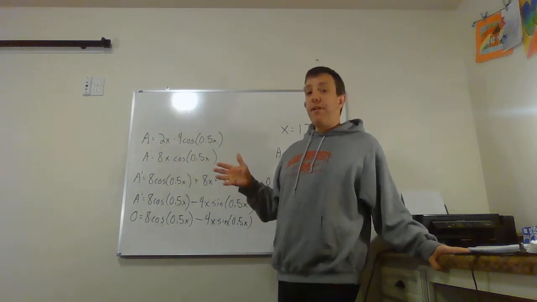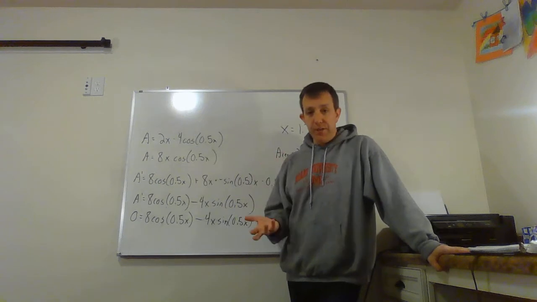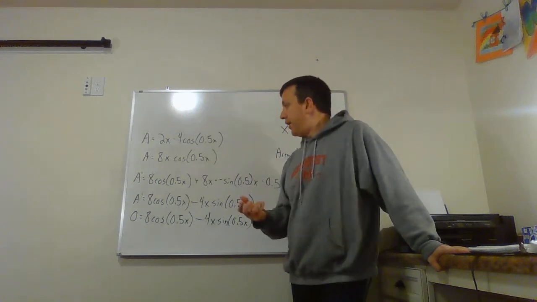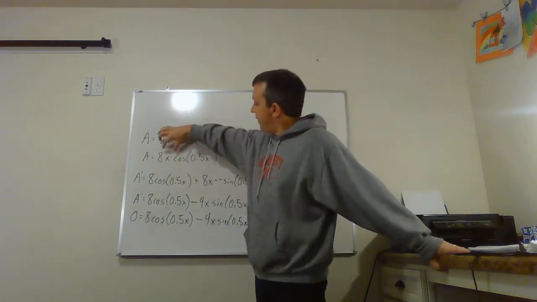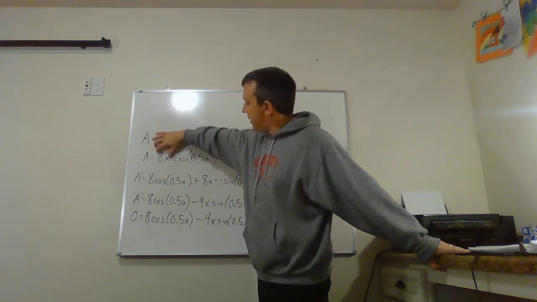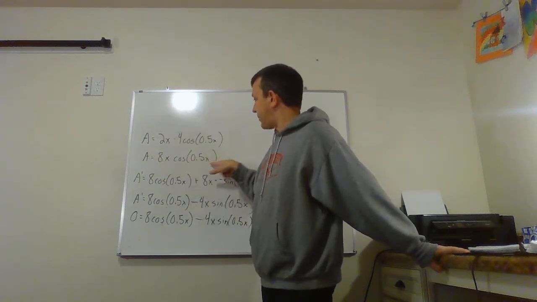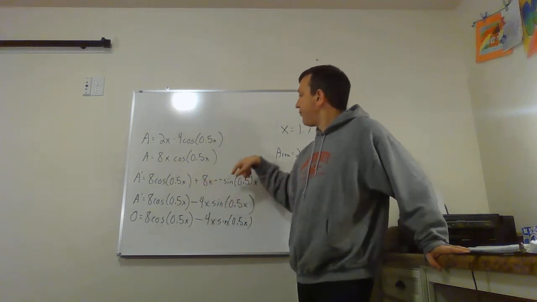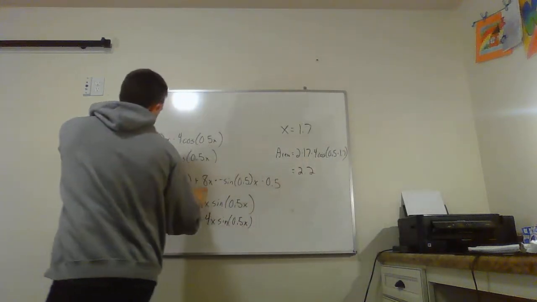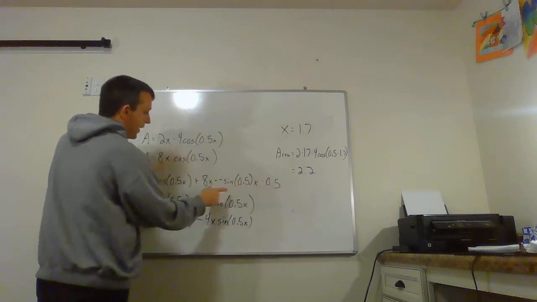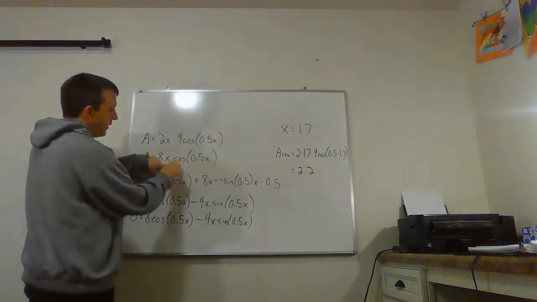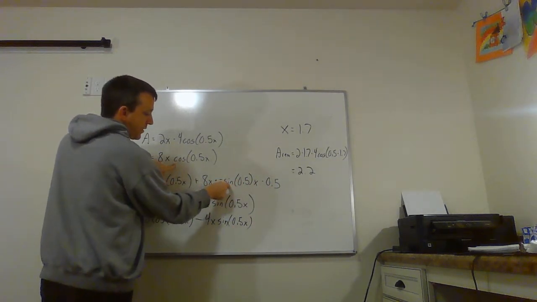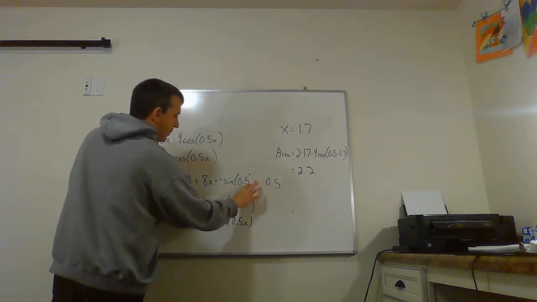When we take its derivative, we have a product rule and a chain rule, so we have to be really careful. First, the product rule, I took the derivative of the first piece, the 8x, that's just 8 times the second piece, that cosine of 0.5x, plus the 8x, that first piece, times the derivative of the second. And this is where that chain rule is going to come in. Derivative of cosine is negative sine.